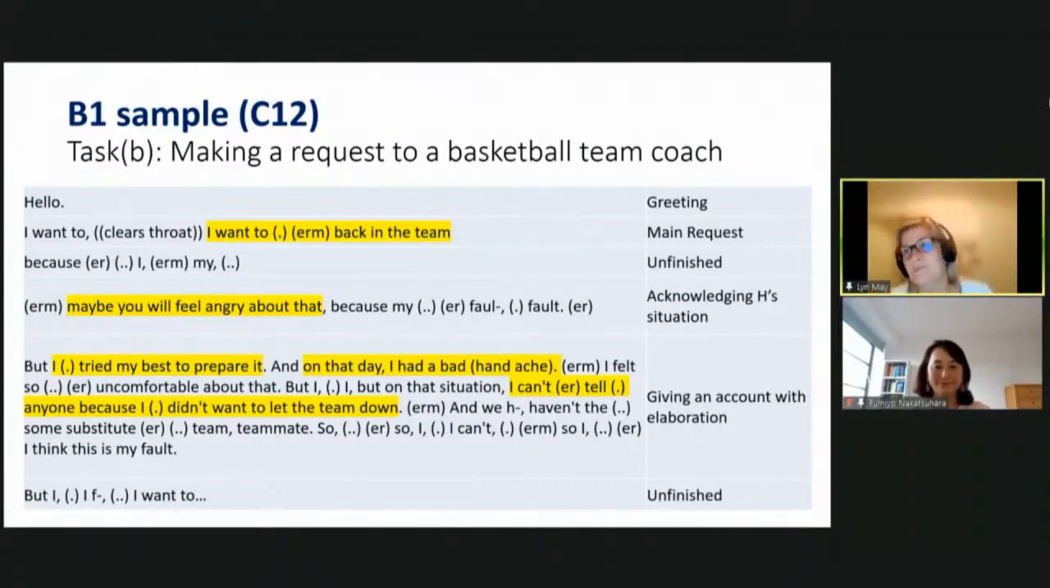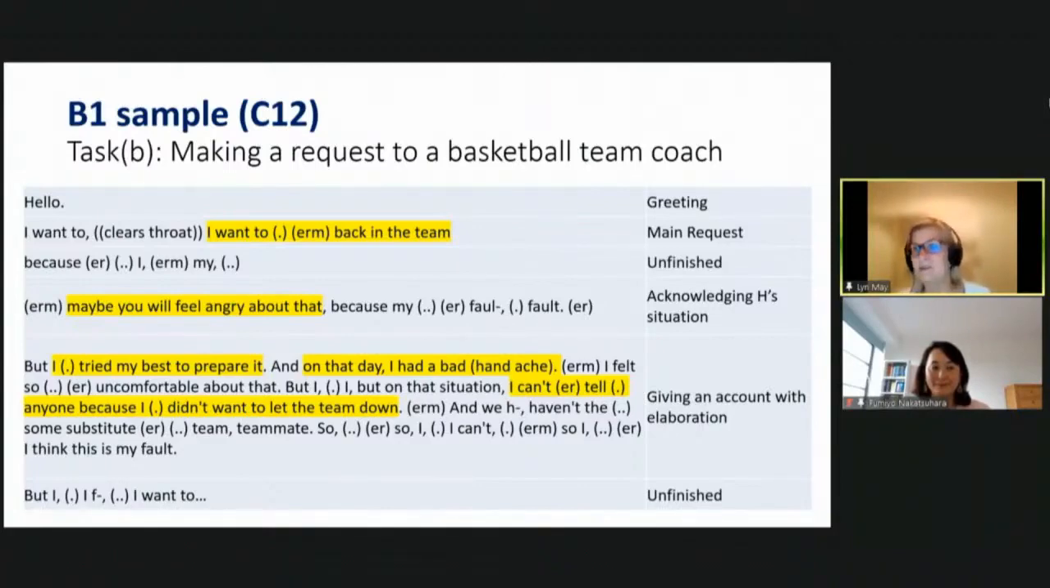I've just highlighted some features to draw your attention to, but what you'll see is that the actual transcript is on the left, and then the features that we coded are on the right in that column. So what we can see here from this B1 sample performance, where this person is performing the task that Fumi's just shown you, which is trying to request that Mr. Smith put him or her back on the basketball team.